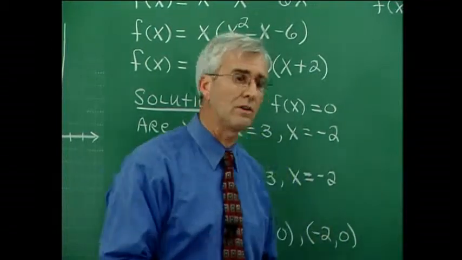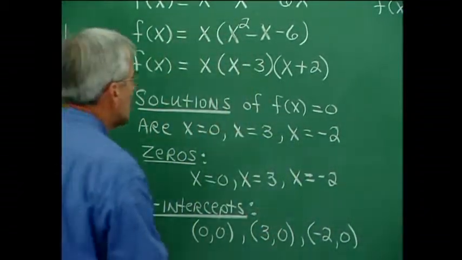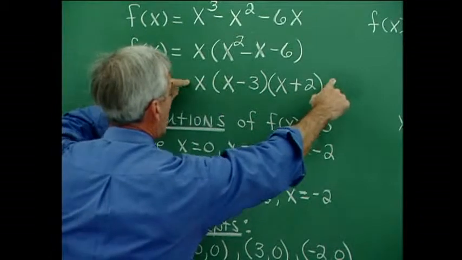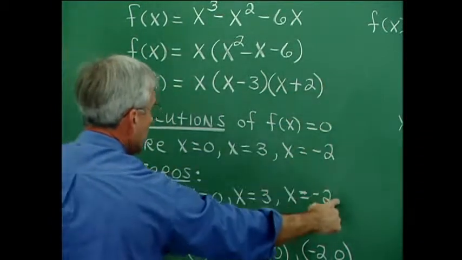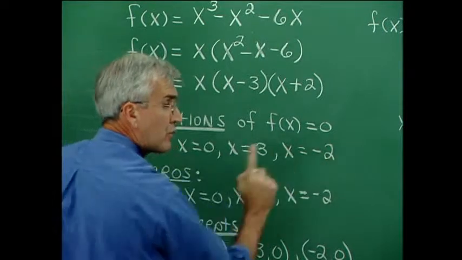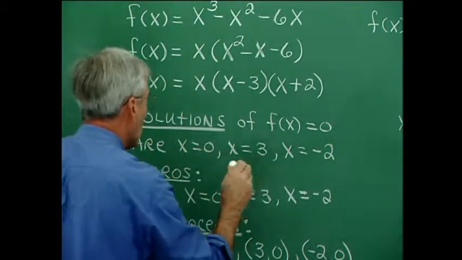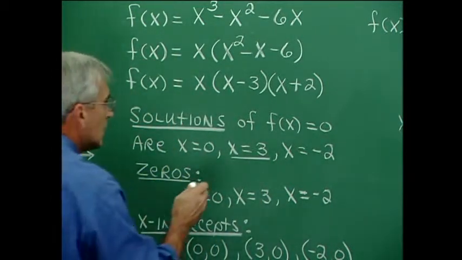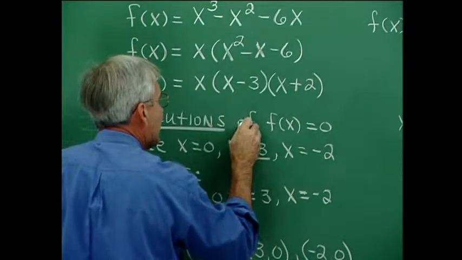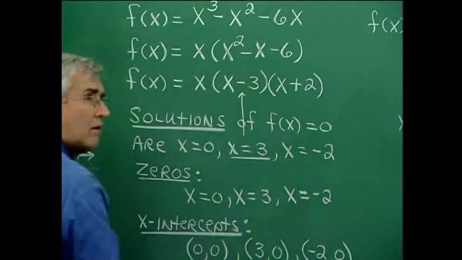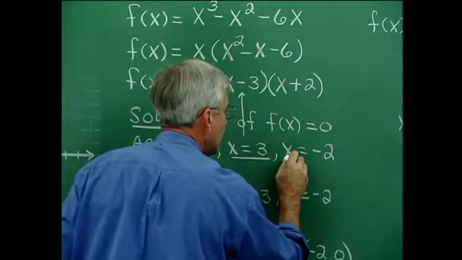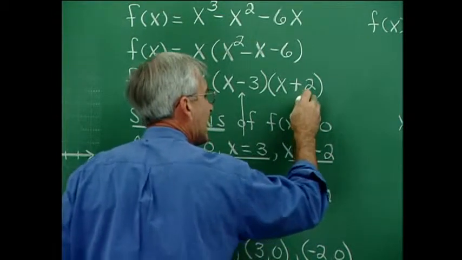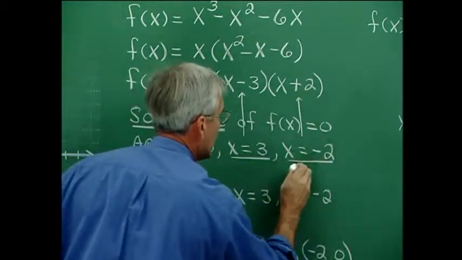Before I leave this problem, though, there's one very important thing I want to point out to you, and it's this: this idea of going from a factored form into the zeros or the solutions is reversible. That is, if we know that 3 is a 0, then x minus 3 is a factor of our function. If negative 2 is a 0, then x plus 2 is a factor.